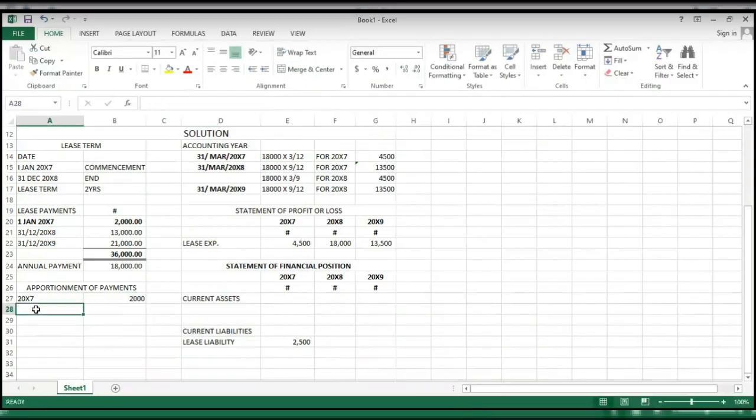For 20x8 now. The cash that we paid is 13,000. But from this 13,000, out of that, 2,005 belongs to 20x7, and how much belongs to 20x8? The rest. So let me deduct this minus 2,500 that belongs to 20x7. So we have this amount belonging to 20x8, 10,500. But we are supposed to actually pay 18,000 in 20x8. Please follow through with what I am doing.